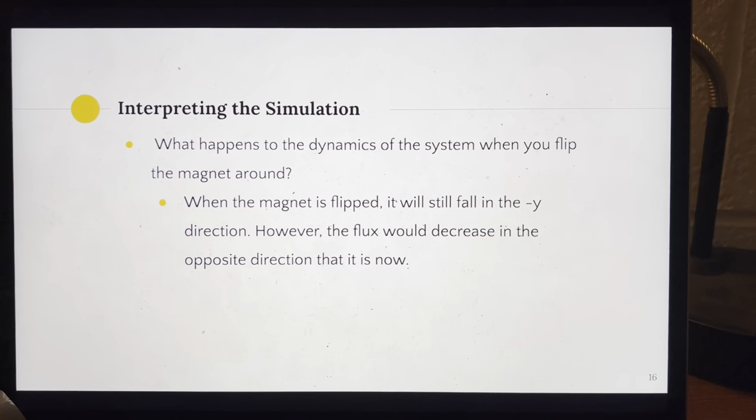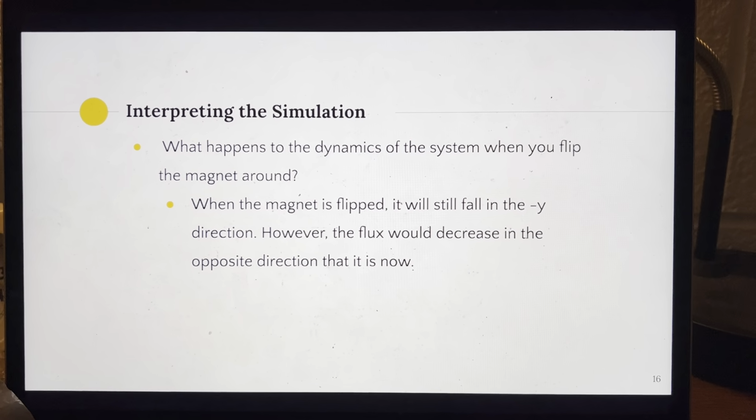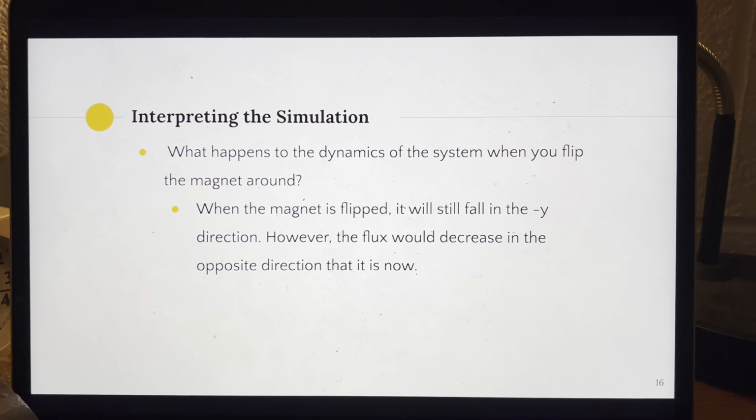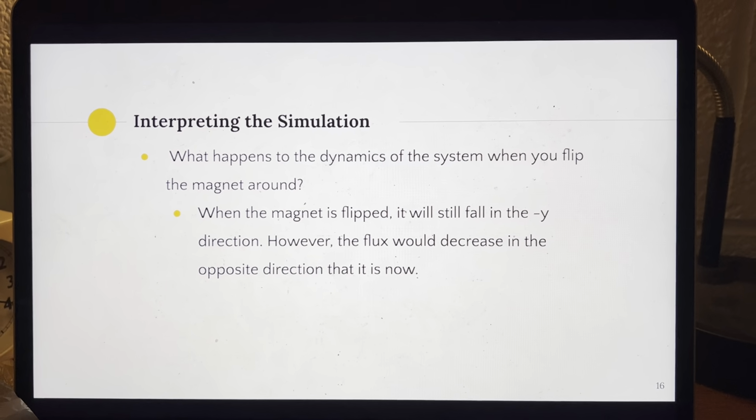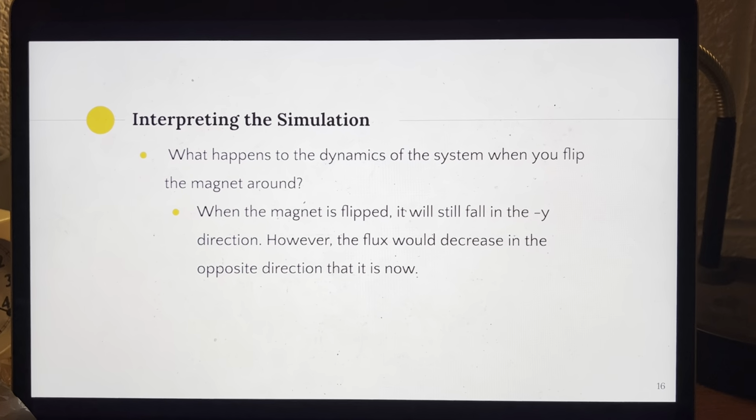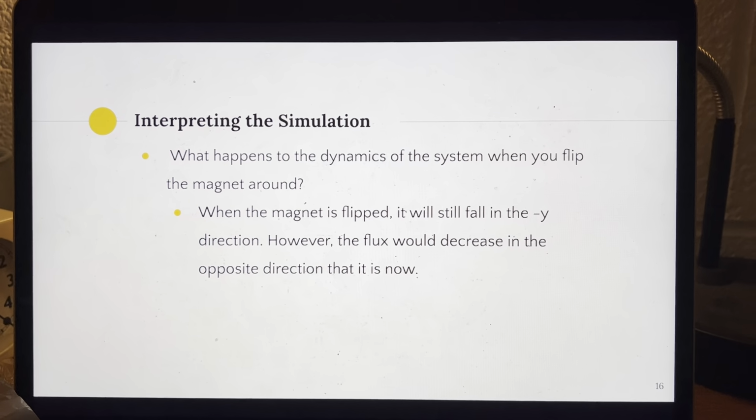What happens to the dynamics of the system when I flip the magnet around? The answer is that when the magnet is flipped, it will still fall in the negative y direction. However, the flux will decrease in the opposite direction from what it is now.